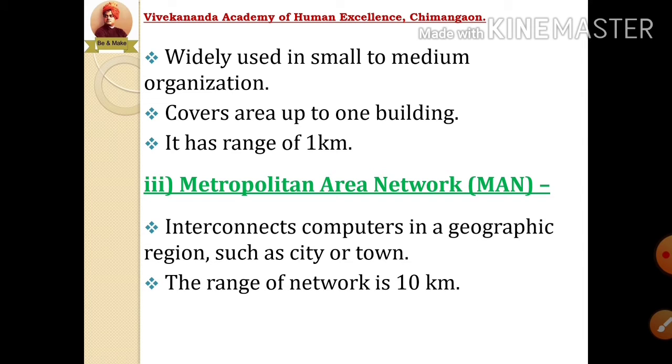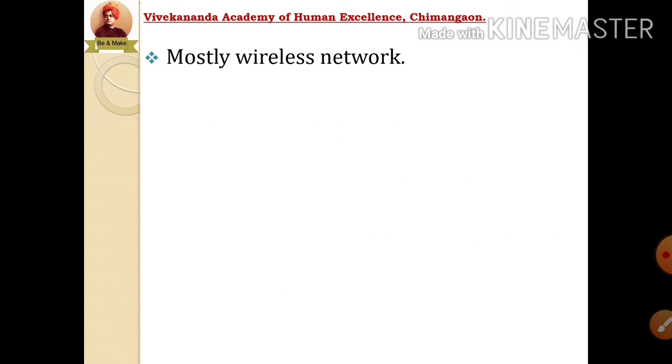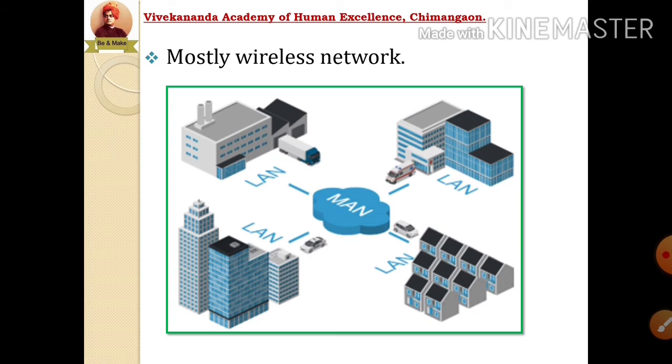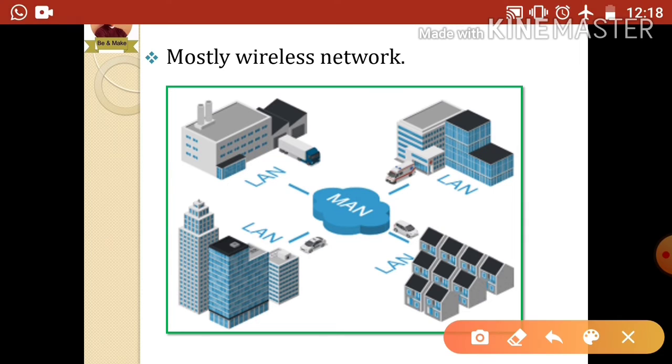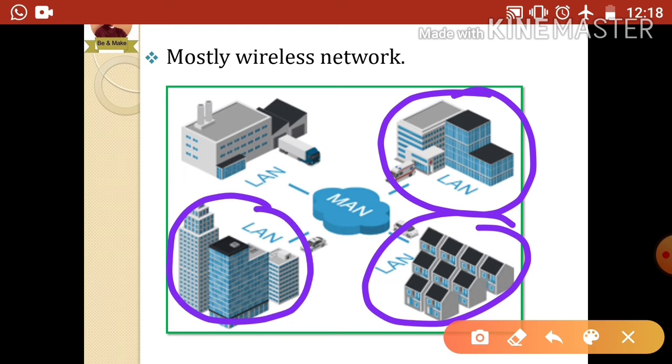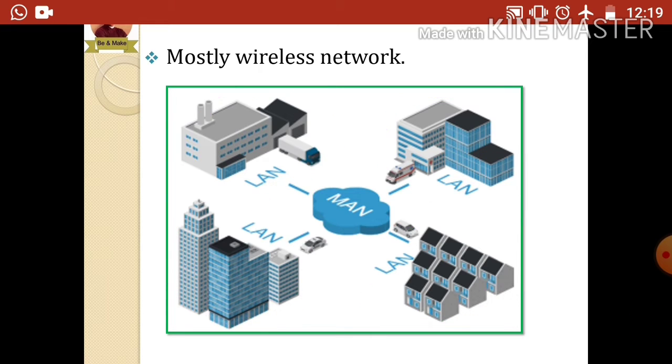It has a network range up to 10 kilometers, and mostly wireless networks are formed with the help of MAN. Here I have shown you the diagram of MAN. In a MAN network, we are going to connect different LANs with each other. Okay. For one building, I have one LAN connection, and these LANs I am going to connect with the help of this MAN network, which is mostly a wireless network.